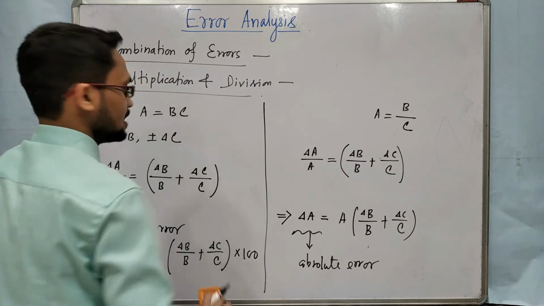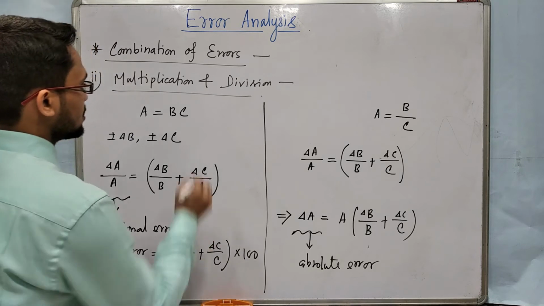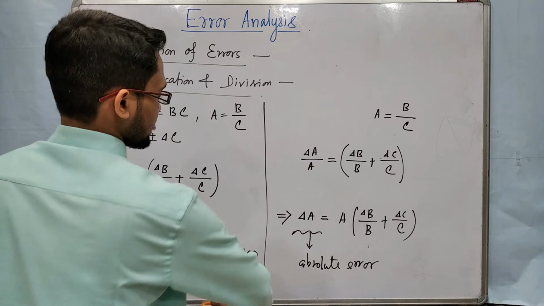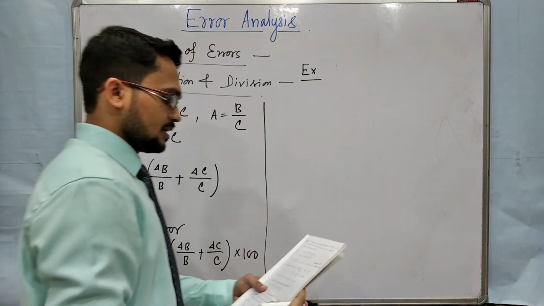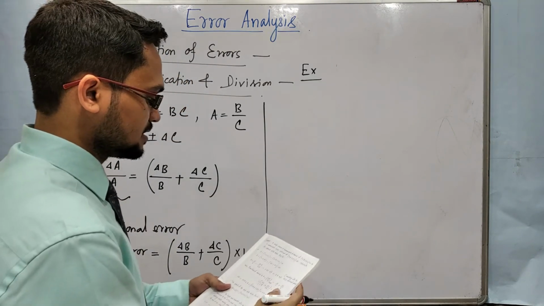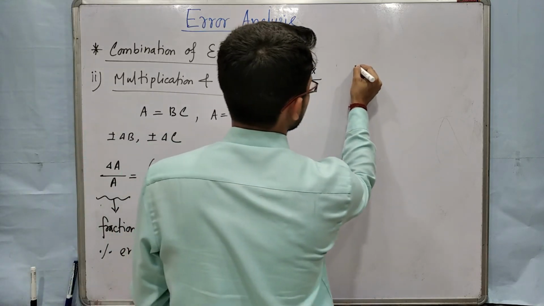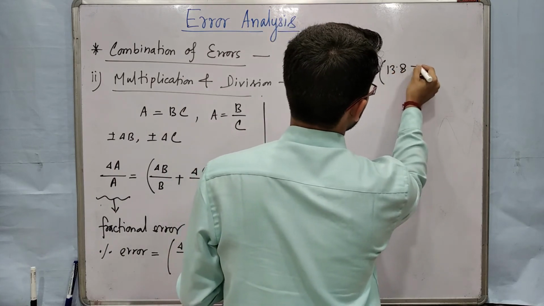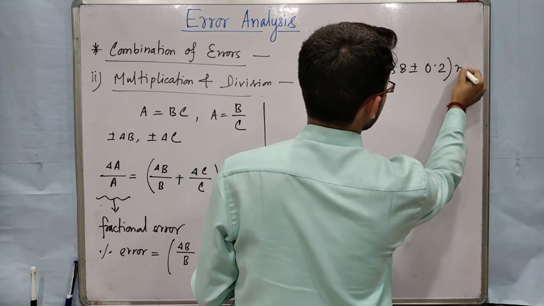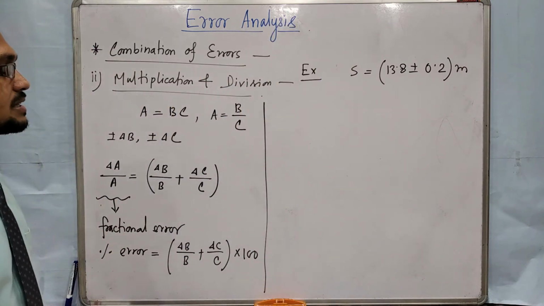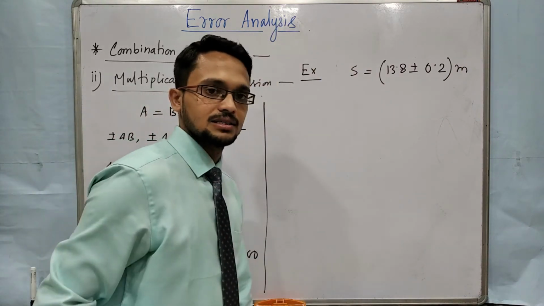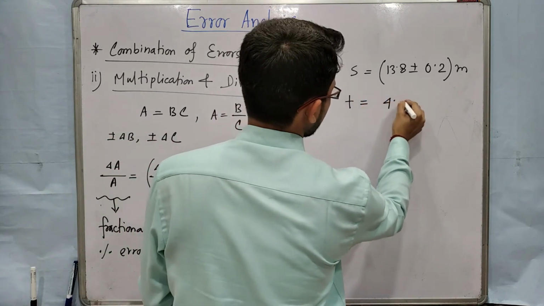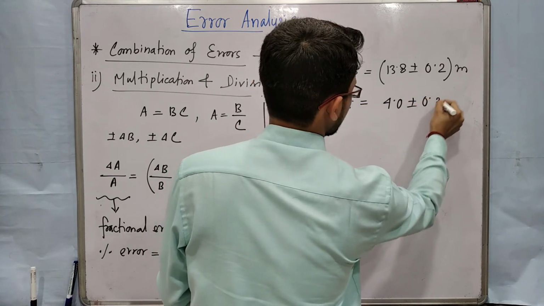Related to this formula, if it is B into C or if it is B by C. So, example. Suppose a body covers a distance of 13.8 plus minus 0.2 meter, and the time it takes is t equal to 4.0 plus minus 0.3 second.